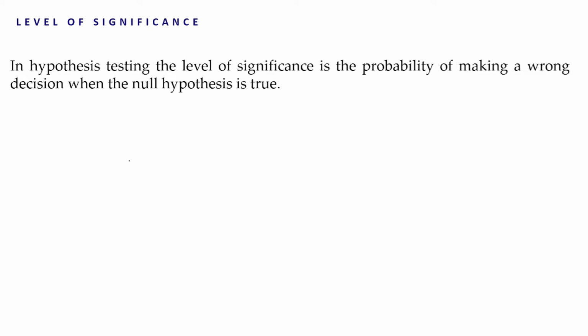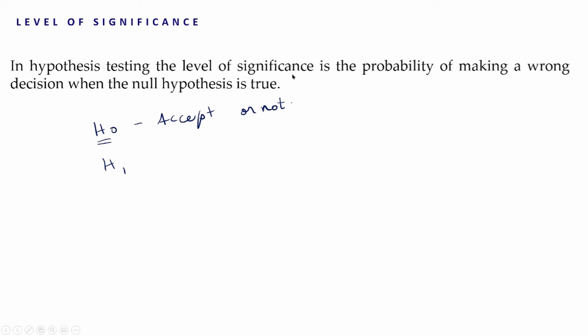Usually while conducting a test, we have to write the null hypothesis and the alternate hypothesis, and we conduct the test to see whether the null hypothesis is true or not, whether we can accept or not. Now there may be some cases where we will make a wrong decision. So that wrong decision is given by level of significance.